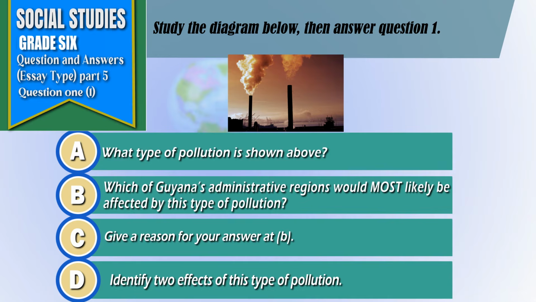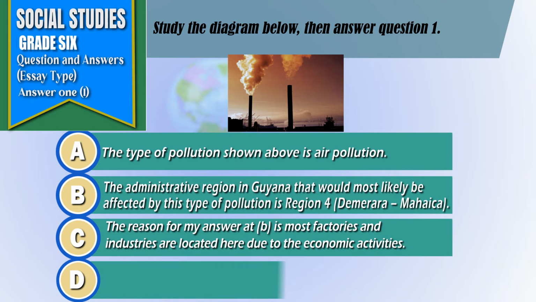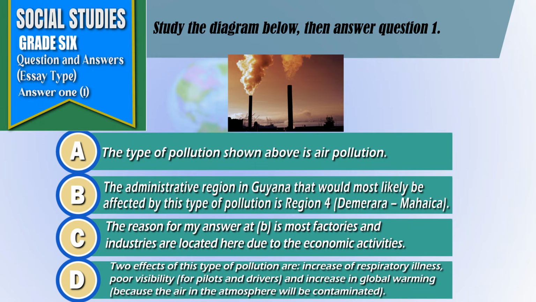The D part: Identify two effects of this type of pollution. The answer: Two effects of this type of pollution are: 1. Increase of respiratory illness and poor visibility. Poor visibility will result for pilots and drivers. Those are two effects. Or two effects of this type of pollution are increase in global warming because the air in the atmosphere will be contaminated, or increase of respiratory illness. Any of these two in combination will be correct.